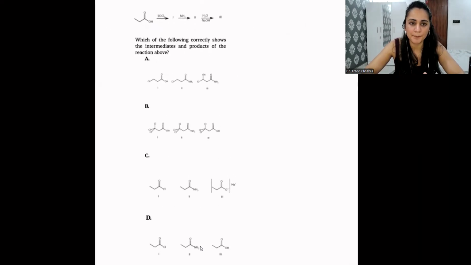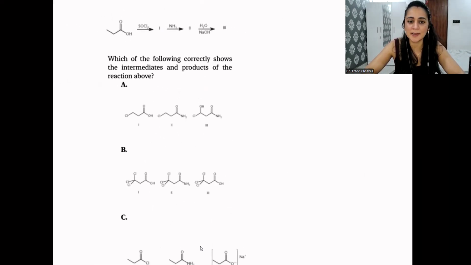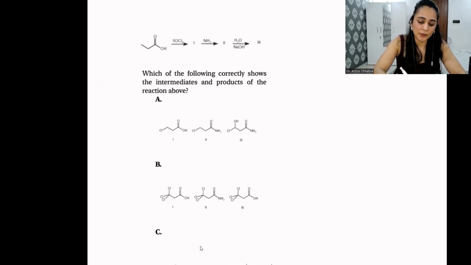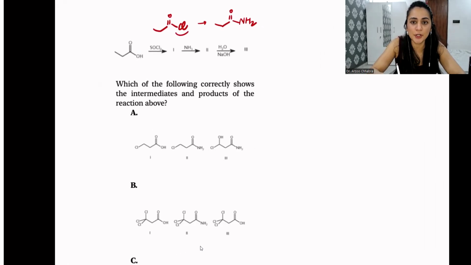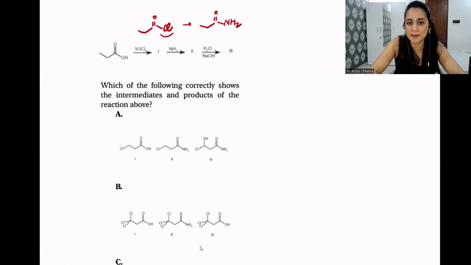So moving on. Which of the following correctly shows the intermediates and products of the above reactions? The first product of the reaction is pretty simple. We have already seen it. The first answer is acid chloride, where the OH is replaced by chlorine. In the second step, we have ammonia, so we have C double bond O and NH2, right? We know the chlorine is a really good leaving group, so it will be replaced by NH2. Next is base catalyzed hydrolysis of the amide, and what that forms is that the NH2 is replaced by OH. So then that is the product of the reaction.